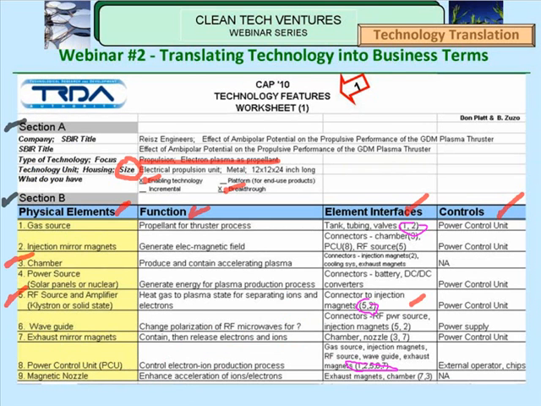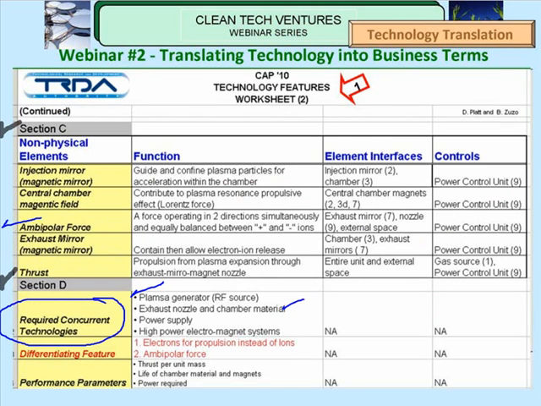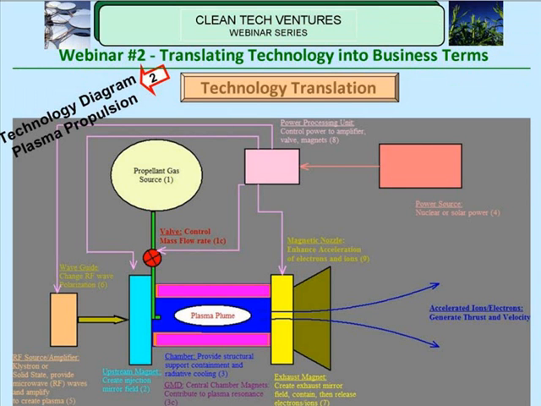Well, now that we've gone through this exercise of identifying the physical, non-physical elements, forcing ourselves to understand them by reviewing their function, and then understanding the engineering interfaces to make the device actually work, and the controller as well, we are now prepared for a diagram. And this is the diagram. There are numbers on this diagram which correlate to the worksheet that you saw.